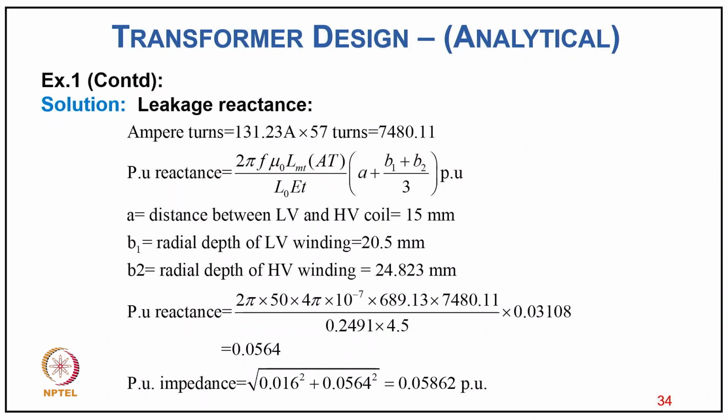So now coming to the ampere turns, so 131.23 into 57, that's 7,480.11 ampere turns. So per unit reactance is 2 pi f mu0 LMT AT divided by L0, AT in bracket, A plus B1 plus B2 by 3, per unit. So here typically the A, distance between LV and HV, is 15 millimeter, B1 radial depth of the LV winding 20.5 millimeter, B2 radial depth of HV winding 24.823 millimeter.